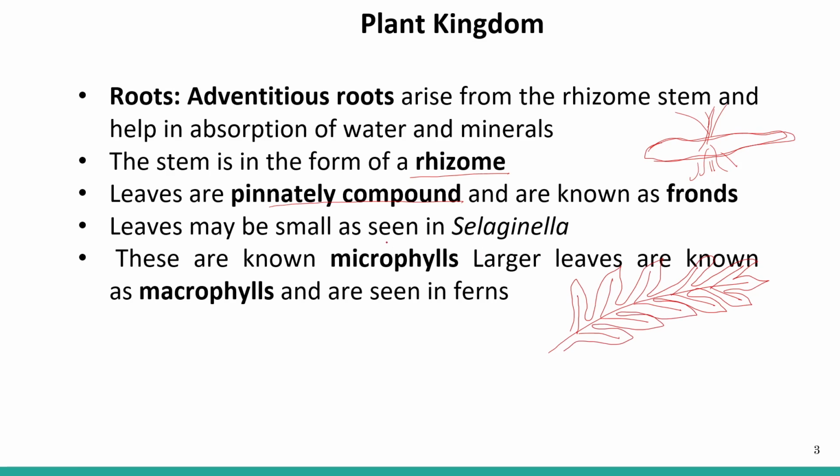Leaves may be small as seen in Selaginella. So sometimes leaves are very small as in the case of Selaginella. They are known as microphylls. So they are very small in structure. That is why they are called microphylls. Larger leaves are known as macrophylls. When the leaves are larger, they are called macrophylls.